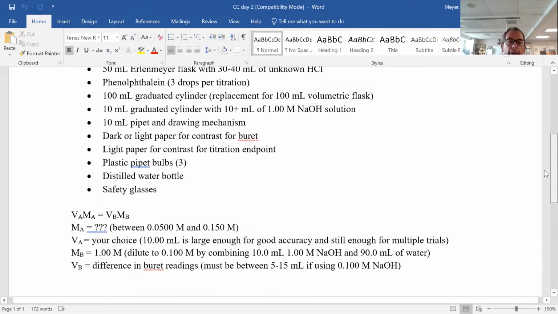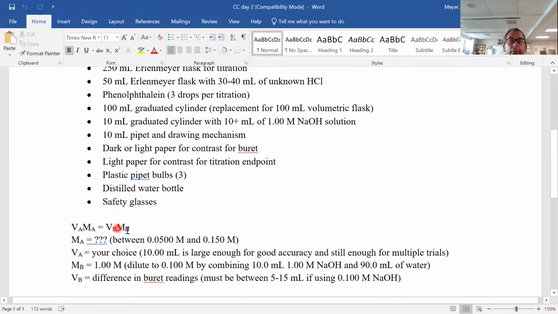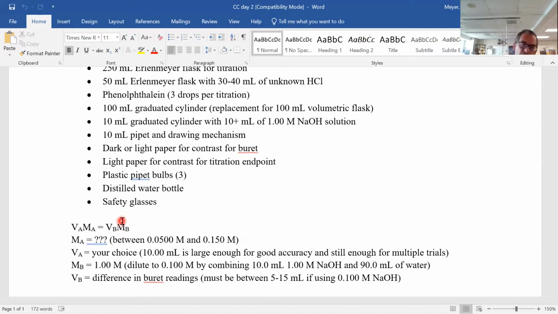Ultimately, we are going to use VA MA equals VB MB. In other words, liters times molarity of the acid, liters times molarity of the base, means moles of acid equals moles of base. At the end point, you add just enough base where it turns pink, and that's when the moles of base equals the moles of acid.